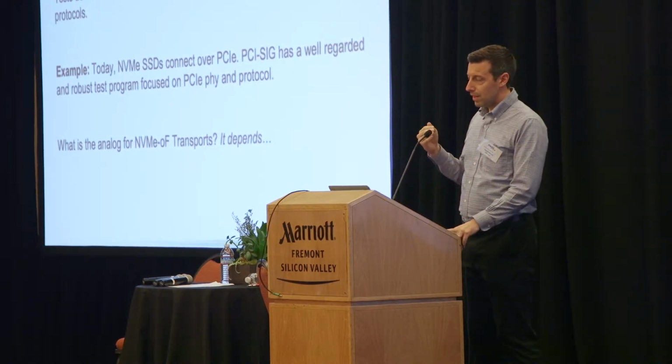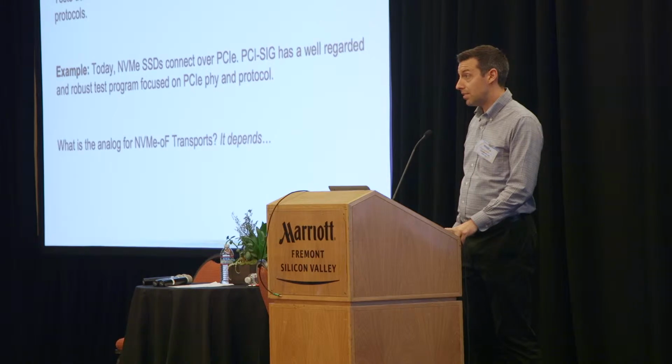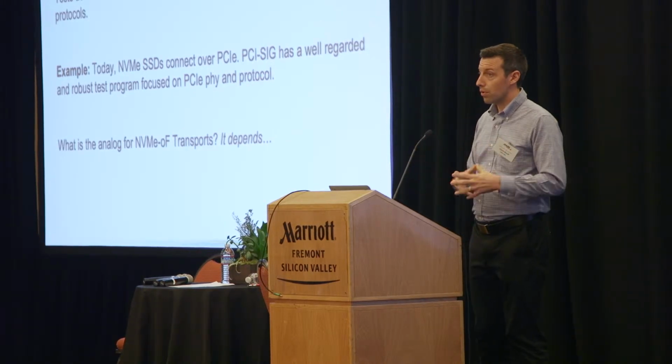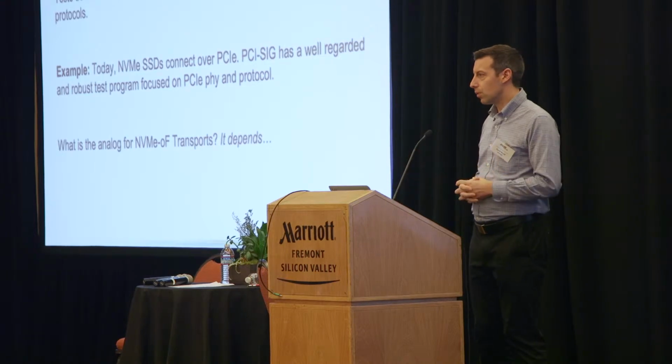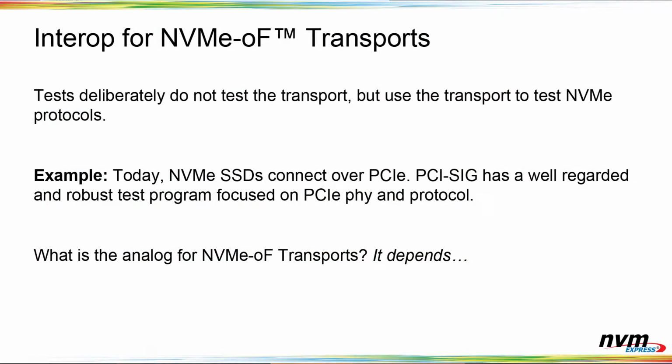So we encourage people to test with that for PCIe validation, and then work with our program for the NVMe protocol validation. And PCI SIG, as we know, is very well organized and does a good job with that. But when you start to look at the fabric side and the transports there, is there some kind of analog on the fabric side as there is for PCIe? And the answer is, well, it depends. And maybe there's some things that we can do there.